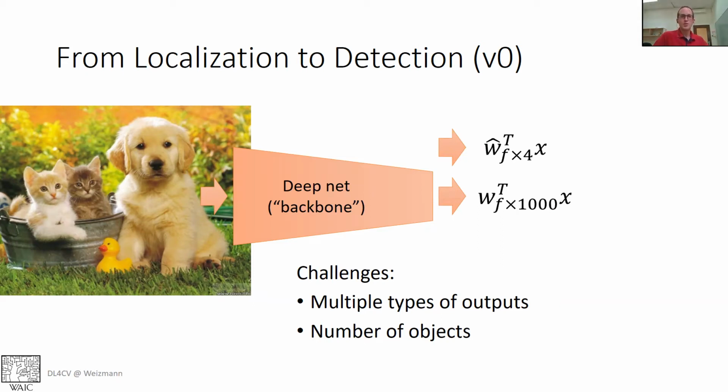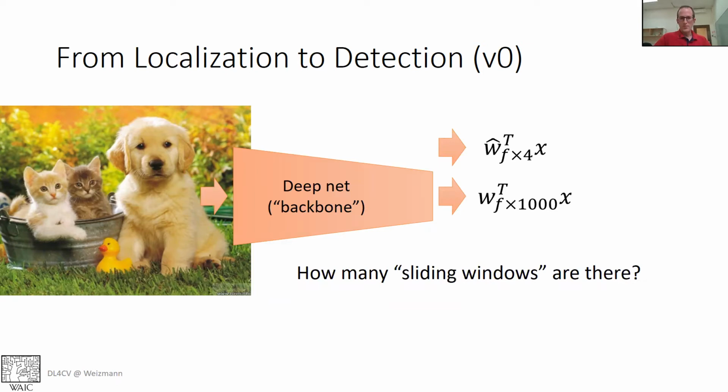So are we done? Can we just check off object detection? There's still the fact that this is not really feasible. So it's a nice approach. It's very naive, but it's not really feasible.